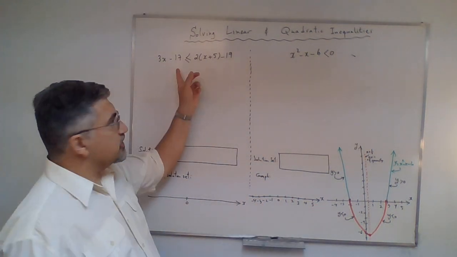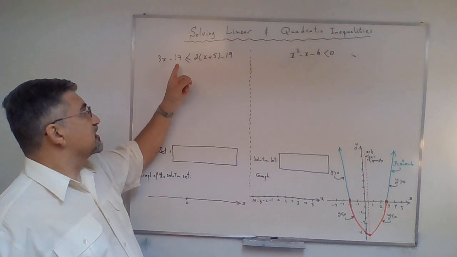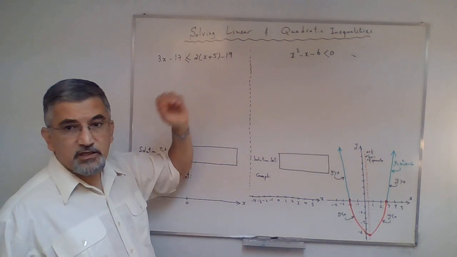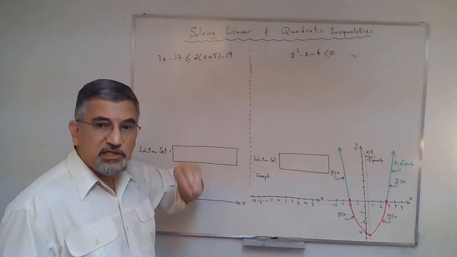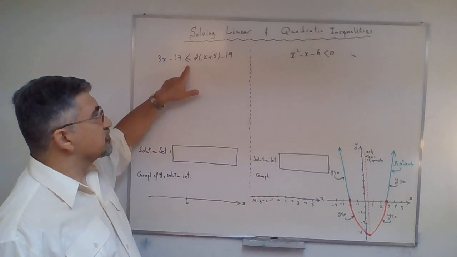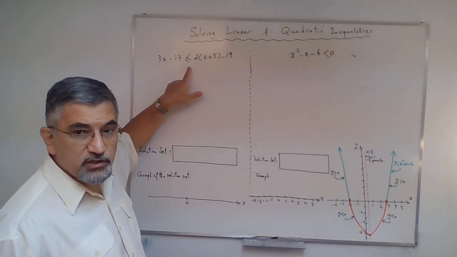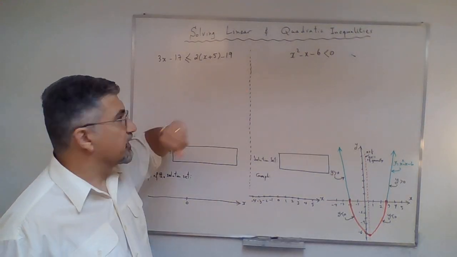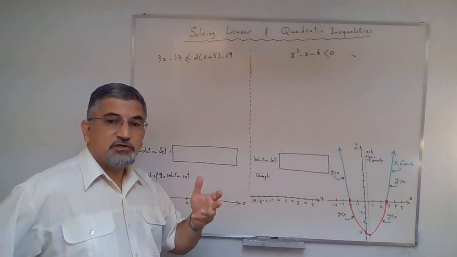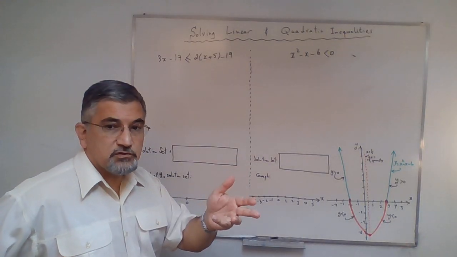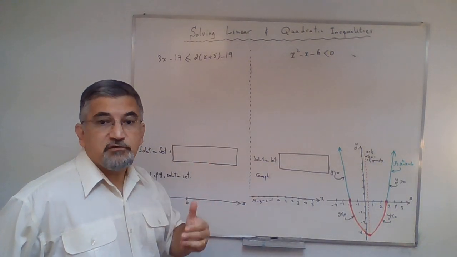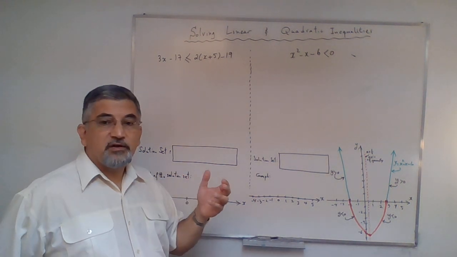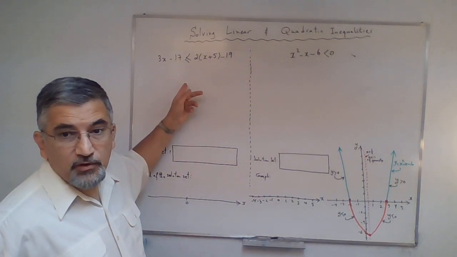inequalities. What you see here says 3x minus 17 is less than or equal to 2 times x plus 5 minus 19. So this is what we call a linear inequality. Why inequality? Because we don't have the equality sign and it's not an equation. Instead, it's an inequality. The left side is less than or equal to the right side. And we want to find values of x, not necessarily one or two values, not necessarily 3 or 4 values. It could be an infinite number of x values. We want to find these x values that satisfy this inequality, okay?